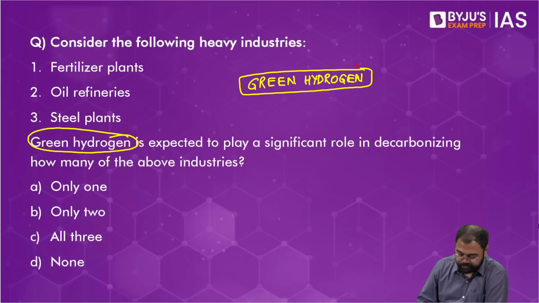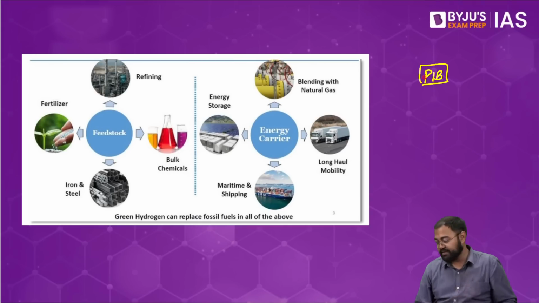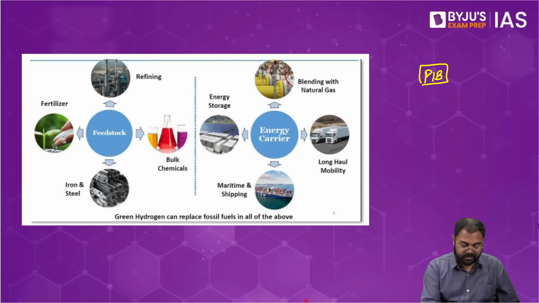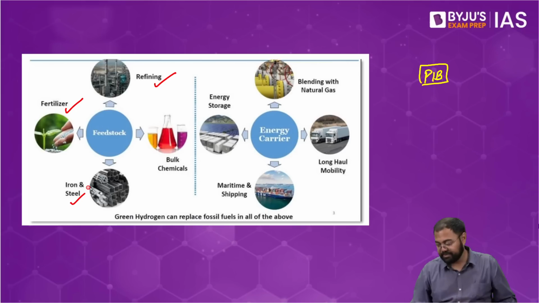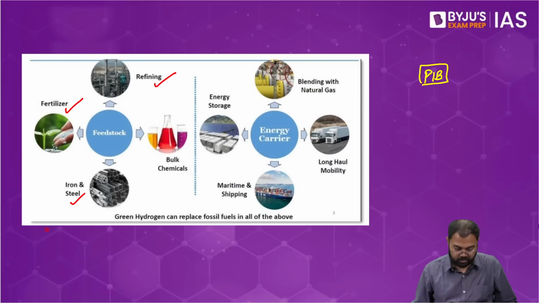When it comes to green hydrogen, both the questions came directly from the article in the PIB, when the green hydrogen mission was launched by India. This picture itself was there in that PIB article, and they are asking you about fertilizers, oil refineries, and steel plants. Fertilizers, refineries, and iron and steel plant are all there in the same picture. So they directly asked you from here, so the answer here also will be all the three.